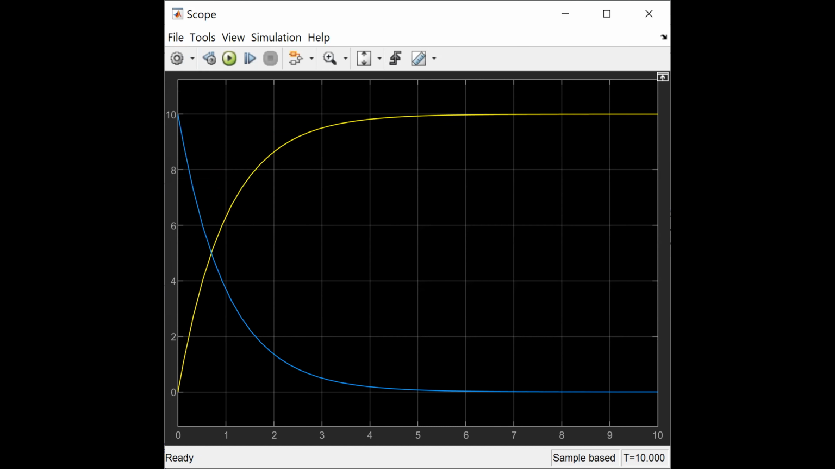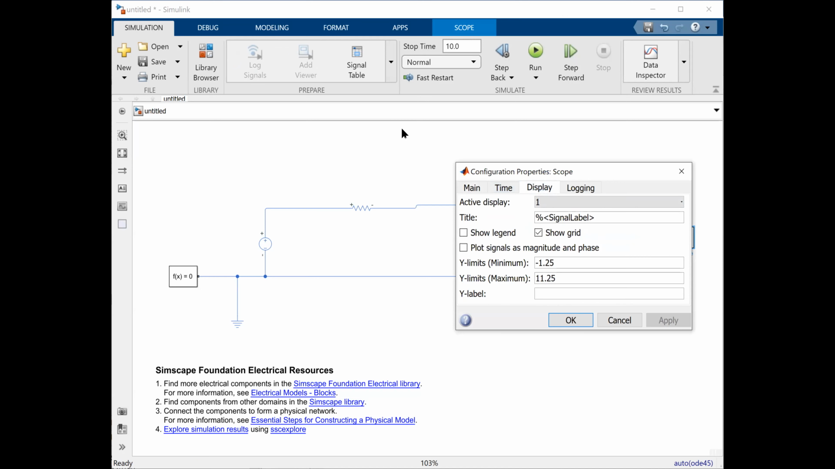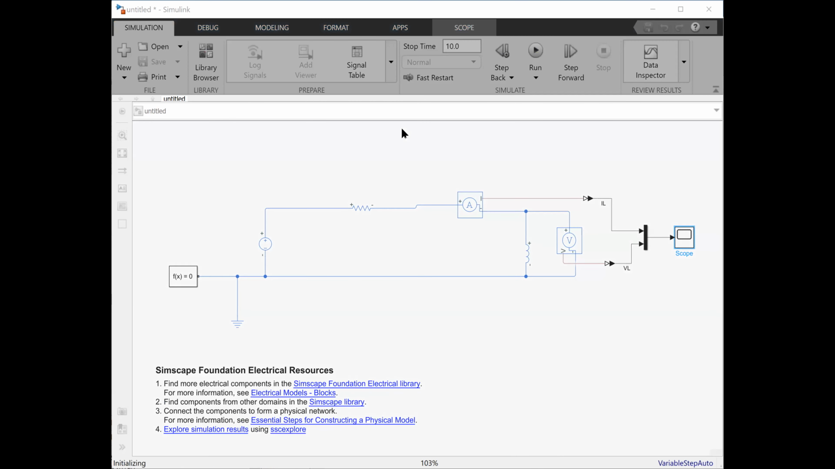And inductor voltage. Okay, let me mark the axis as well. So this is I of L. And let's display the legend as well. Have a look. IL, the inductor current, rises to 10 amperes in 5 seconds, and inductor voltage approximately decreases to 0 in 5 seconds. All right. I hope you have got the idea. I hope this is visible.